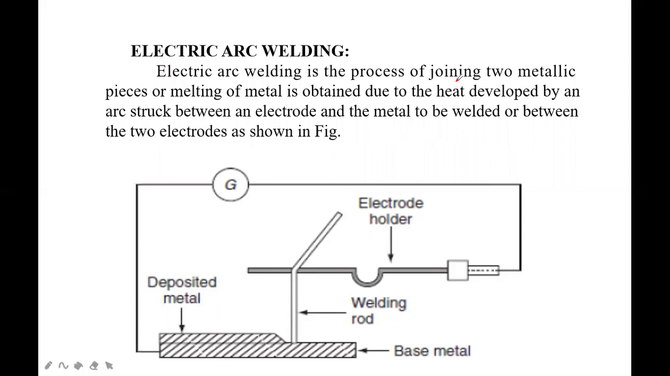Electric arc welding is the process of joining two metallic pieces, where melting of metal is obtained due to the heat developed by an arc struck between the electrodes, and the metal to be welded is between the two electrodes, as shown in the figure. In the previous topic, in resistance welding, the heat is developed due to a resistance element, but here the heat is developed due to the presence of an arc, right? So this is the basic electric arc welding diagram.